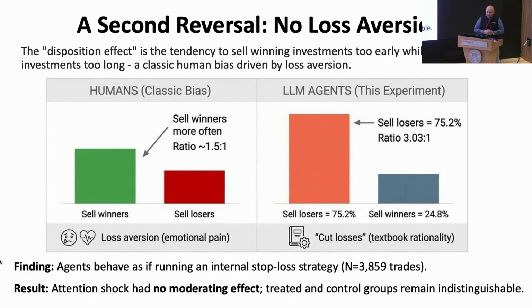I also see that there's no loss aversion within these agents. Typically what you see with humans is we feel pain when we sell a stock that's at a loss, right? As a result, we tend to hold on to losers for longer and sell winners quicker. Turns out that these agents don't appear to exhibit that, and they are selling losers at a higher rate, at approximately a 3-to-1 ratio. This is what the textbook would say: if it's a loser, you're better off looking at better opportunities and not holding on to it. You've got to cut your losses. So it's a very textbook rational approach.